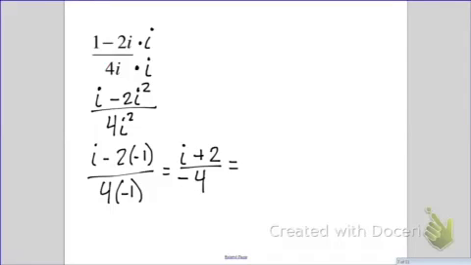The numerator is not in standard form, so let's put the 2 first, the i second, and rewrite the denominator. And this is the simplified term without the i's on the bottom.